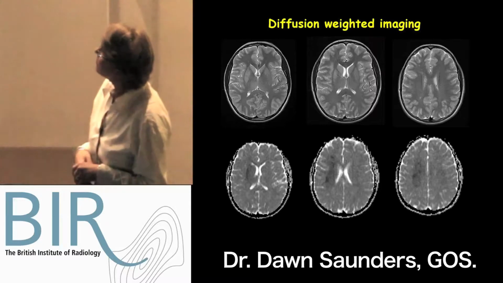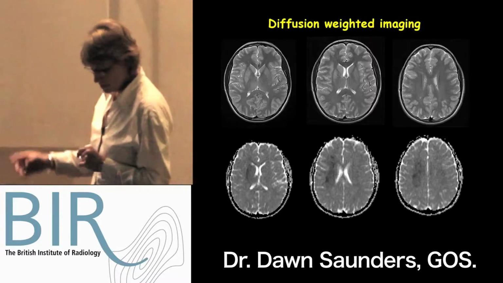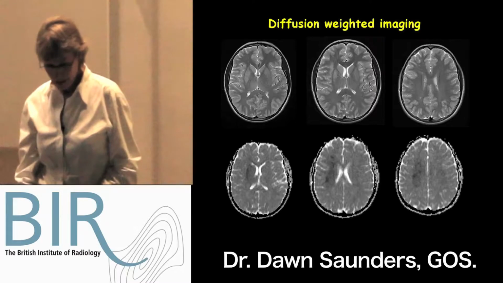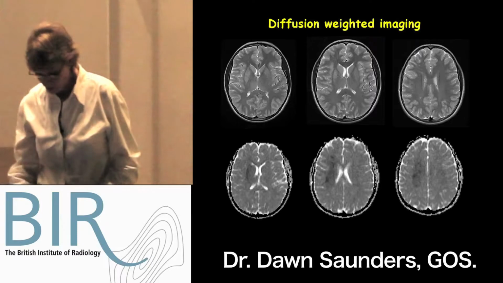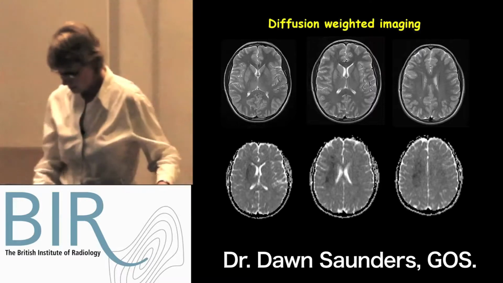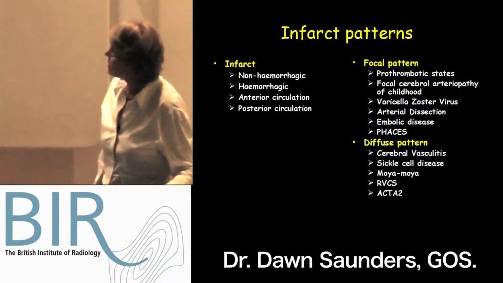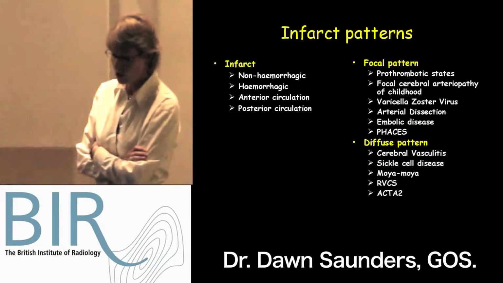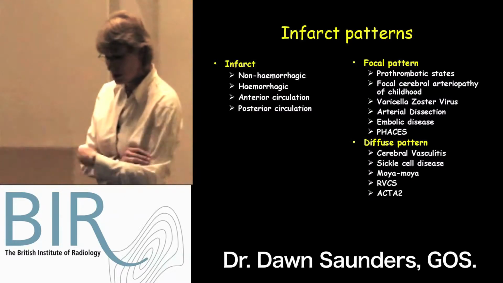And I just finished talking about diffusion-weighted imaging to say that later on we see free diffusion, so these areas of gliosis that you can see here demonstrate high signal on the ADC map. We tend to describe infarcts as hemorrhagic or non-hemorrhagic, anterior circulation or posterior circulation, and they tend to fit into two patterns, one of focal infarction and one of the diffuse pattern of infarction.